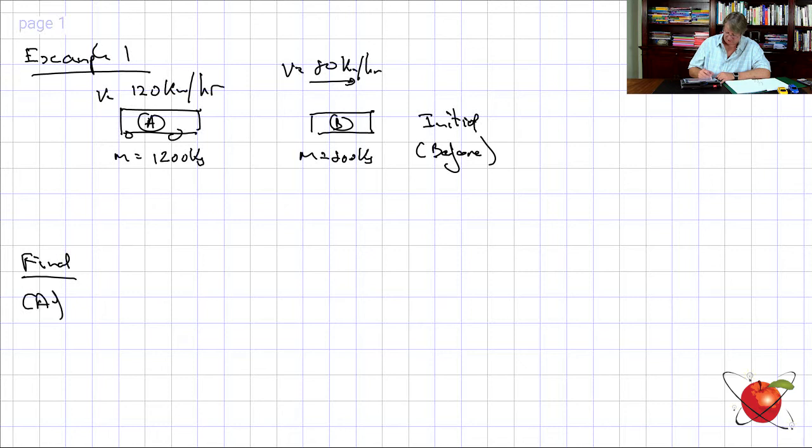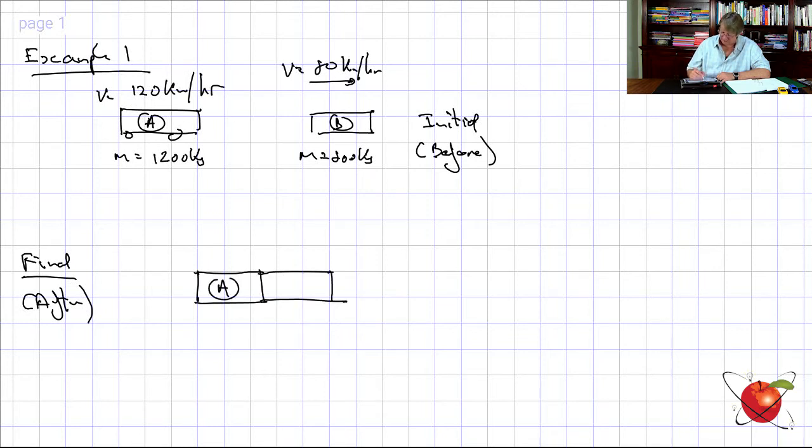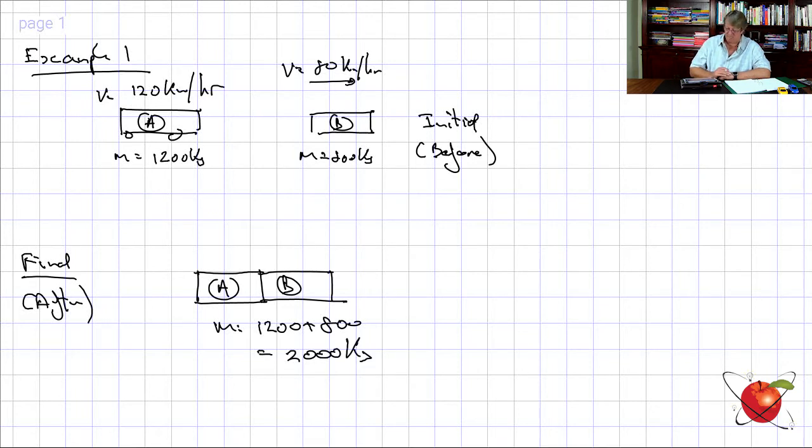This is after collision. They say the wreck moves off, and they are together. So car A and car B are together, which means that the mass is now going to be 1,200 plus 800, which is 2,000 kilograms. Okay, that's that. So I've drawn it. Now the next step is calculate P initial.